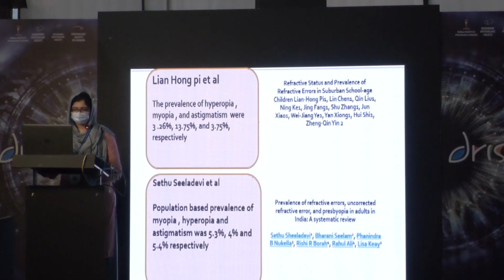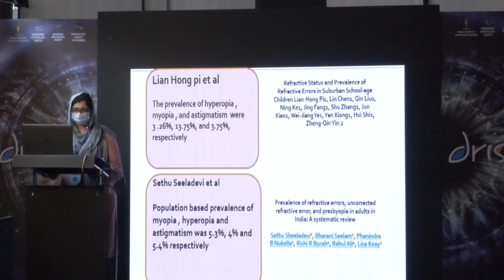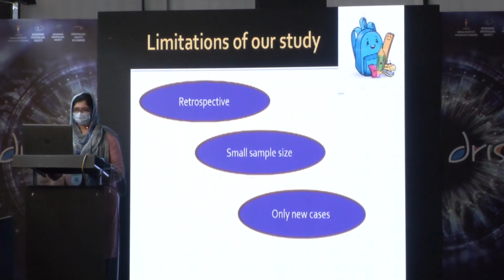In another study done by Lian Hong Pai et al., the prevalence of hyperopia, myopia, and astigmatism were 3.26, 13.75, and 3.75% respectively. And another study done by Sethu Sheila Devi, population-based prevalence of myopia, hyperopia, and astigmatism were 5.3, 4, and 5.4% respectively. The limitations of our study are its retrospective nature and a small sample size, as it was a hospital-based study and only new cases were taken.